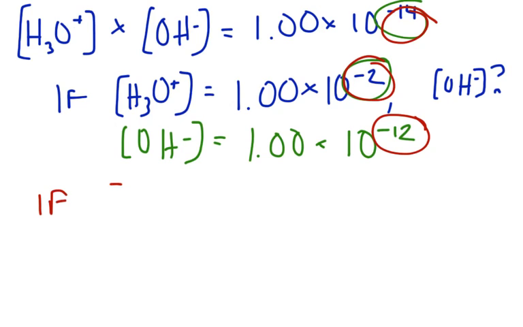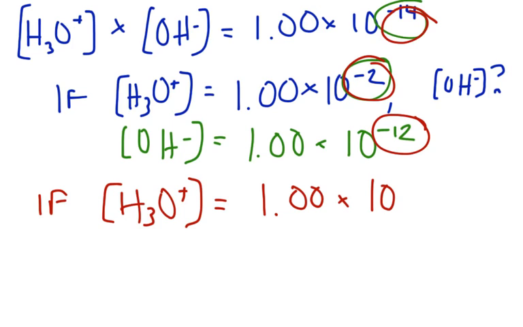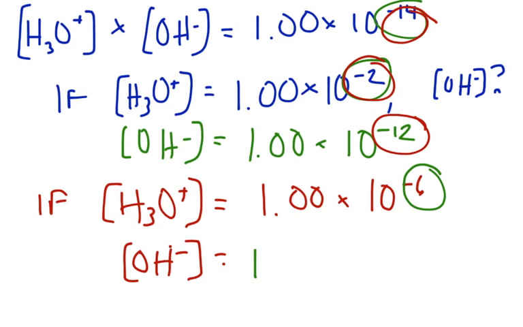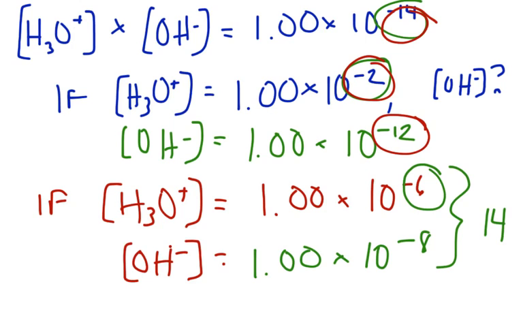Okay, look at another one. If my hydronium, and this one's not on your PowerPoint, I'm going to be crafty and make one up, is 1.0 times 10 to the negative 6, and I want to know my OH, it's the same thing. You just have to look at the exponents. That one's a 6, they have to add up to be 14, so my OH must be 1.00 times 10 to the negative 8. And again, that's because 8 plus 6 equals 14.